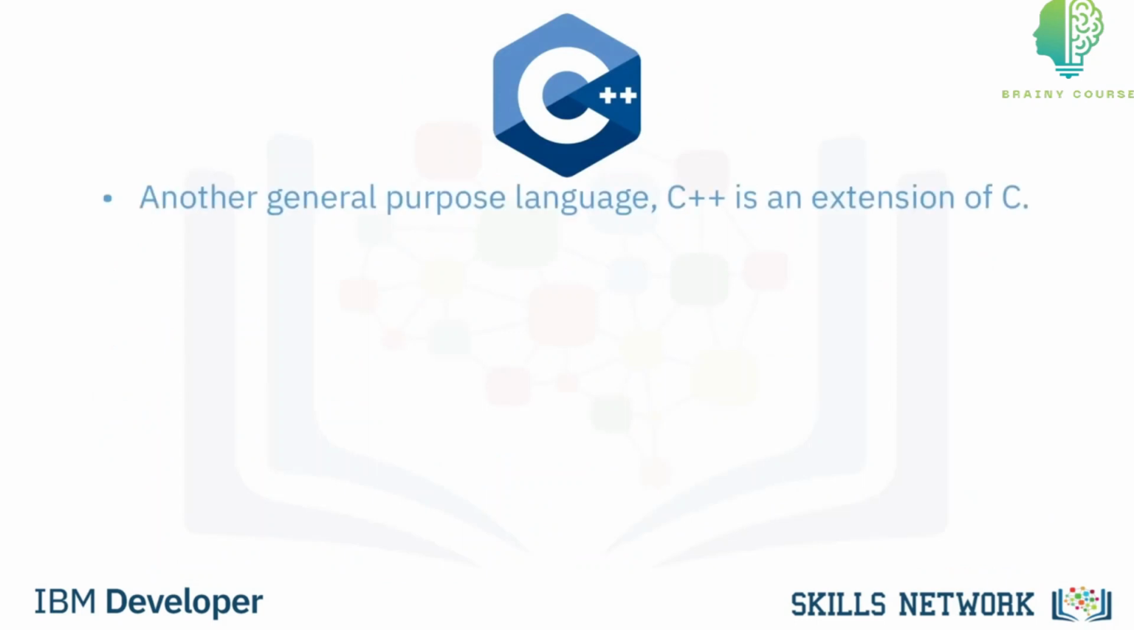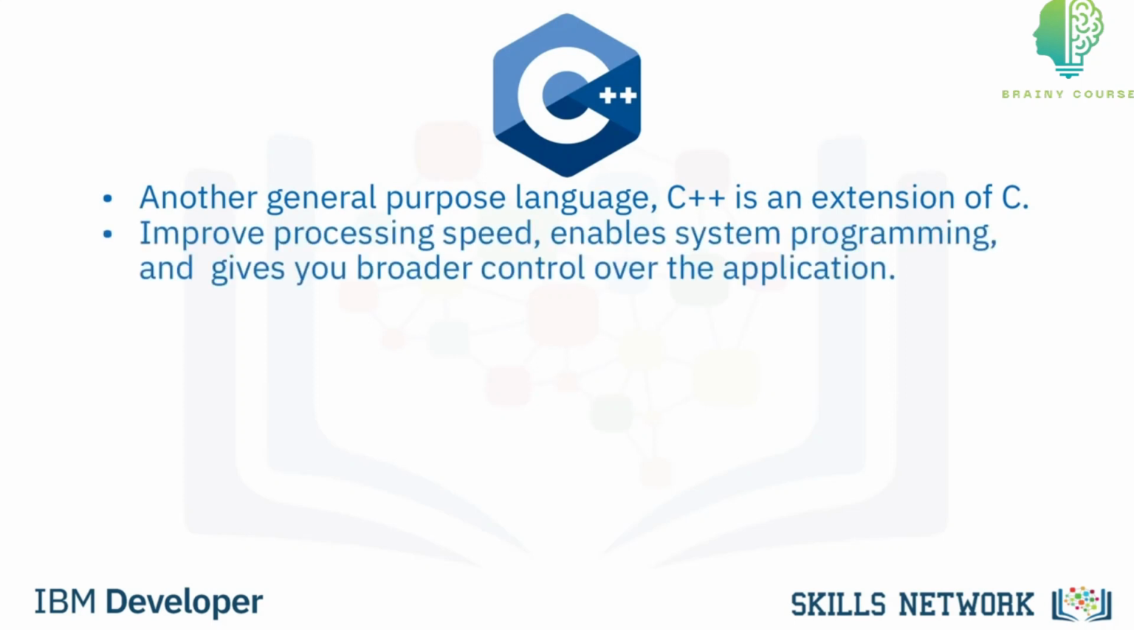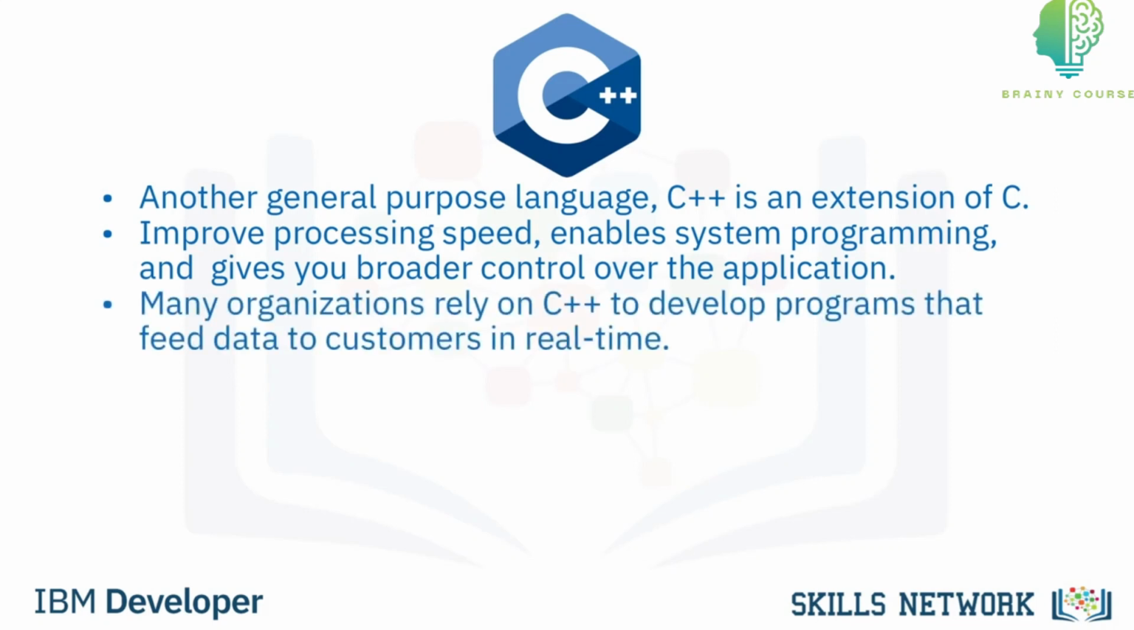C++ is a general-purpose programming language. It is an extension of the C programming language, or C with classes. C++ improves processing speed, enables system programming, and provides broader control over the software application. Many organizations that use Python or other high-level languages for data analysis and exploratory tasks still rely on C++ to develop programs that feed that data to customers in real time.